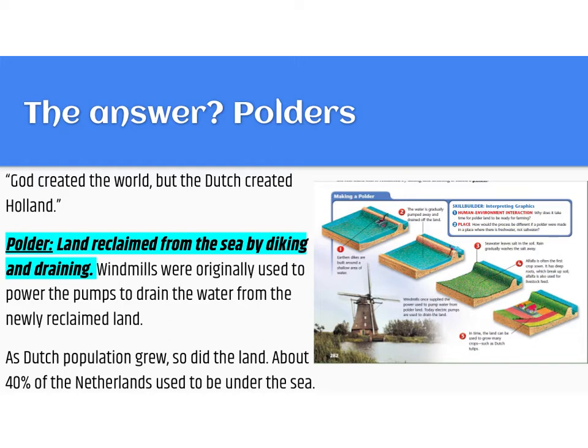So a polder is land reclaimed from the sea by diking and draining, the two components. So windmills originally were used to power the pumps to drain the water from the reclaimed land. So as you look over here, the making of the polder is what this says. So step one, earthen dikes are built around a shallow area of water. Now notice the term shallow.